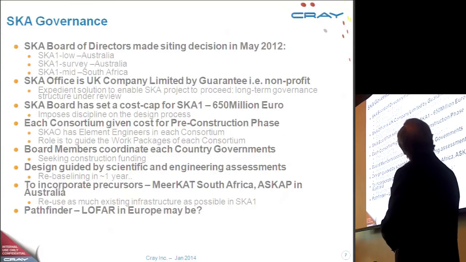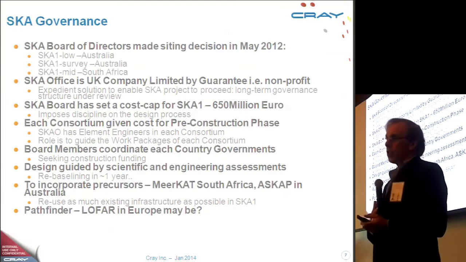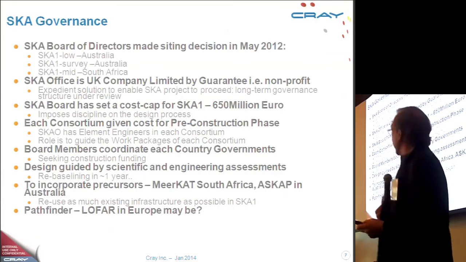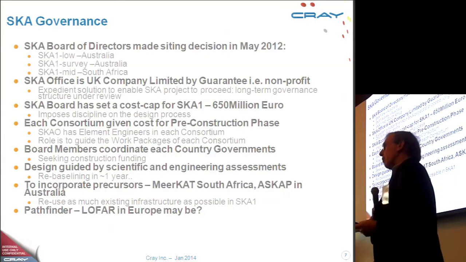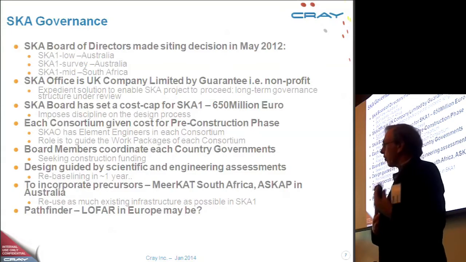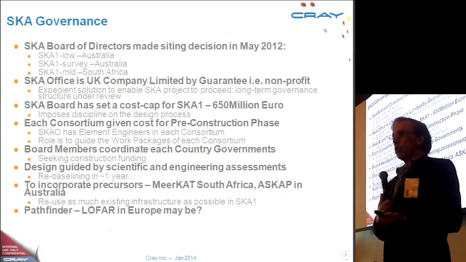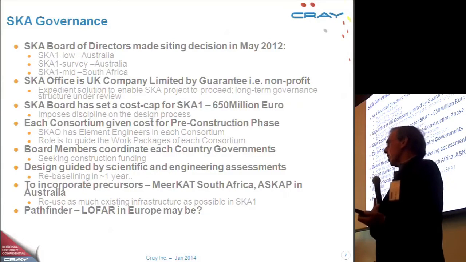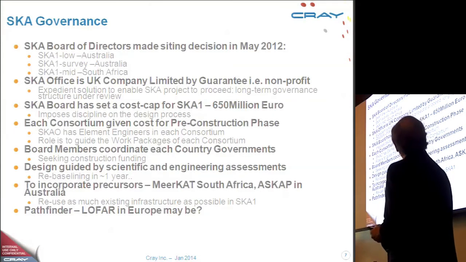So the siting decision was made in 2012. The current corporate organization is a non-profit in the UK. I've mentioned what the budgets are for the moment. Each consortium has to come up with, by the end of 2016, a set of documents that they deliver to the project office to allow the project office or its successor to do the actual procurement of the pieces.